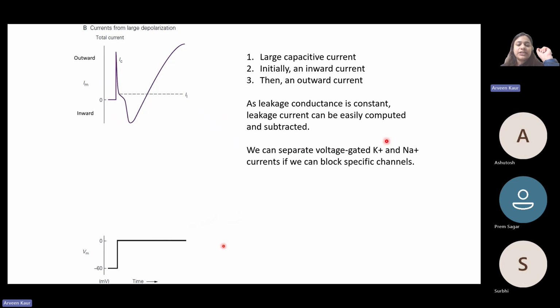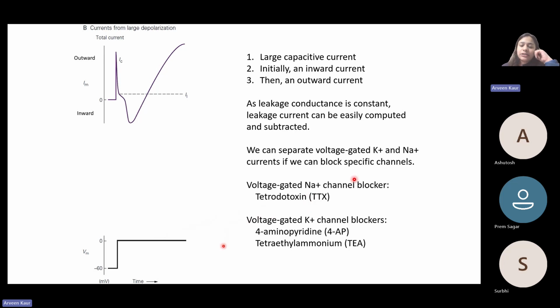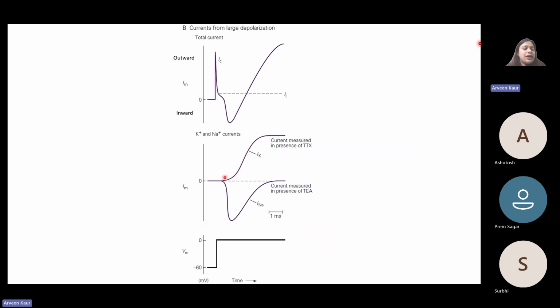So we can separate voltage gated sodium and potassium currents if we block specific channels, right? So how do we do this? To block the sodium channels, we use tetrodotoxin, and to block the voltage gated potassium channels, we use either TEA, that is tetraethyl ammonium, or 4-aminopyridine, 4-AP, right? We will sequentially look at these experiments. So when these channels are blocked, then what happens? Generally, we see this kind of a current. Total current is like this, right?